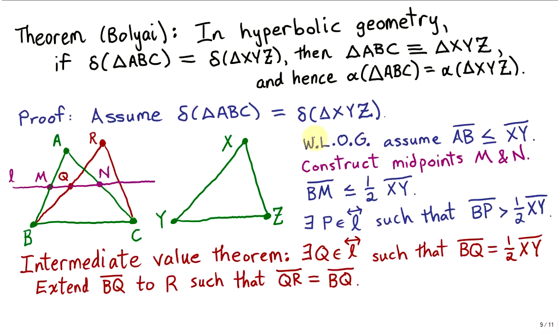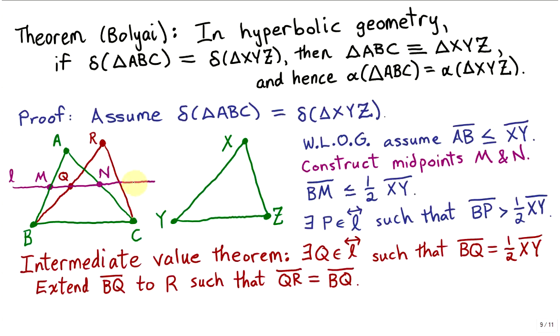Without loss of generality, we'll assume that the triangles are chosen so that the side AB is less than or equal to the length of the side XY. We'll construct the midpoint of AB, we'll call it M. The midpoint of AC, we'll call that N. Now because AB is less than XY, the segment BM is less than or equal to half the segment XY.